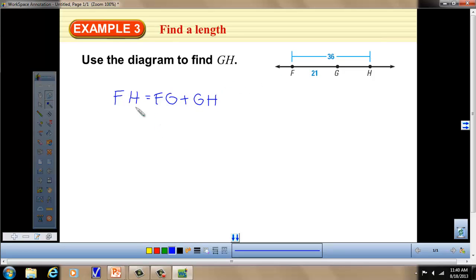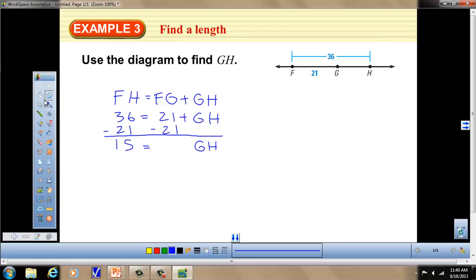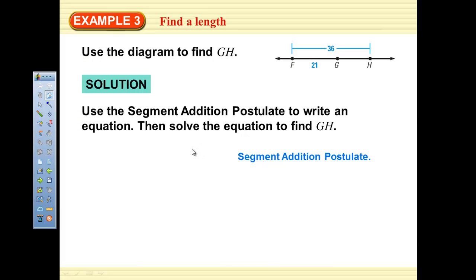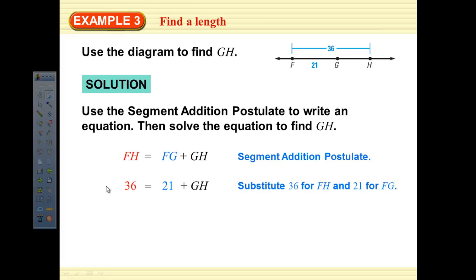So if we plug in the values, FH is equal to 36 and FG is equal to 21, and we say plus GH, then all we need to do is use the subtraction property of equality to subtract 21 from both sides. And if we do that, we get GH is equal to 15. So again, using the solution the book poses, we write FH is equal to FG plus GH. We substitute in the values, we subtract 21 from both sides, and we get GH is equal to 15.